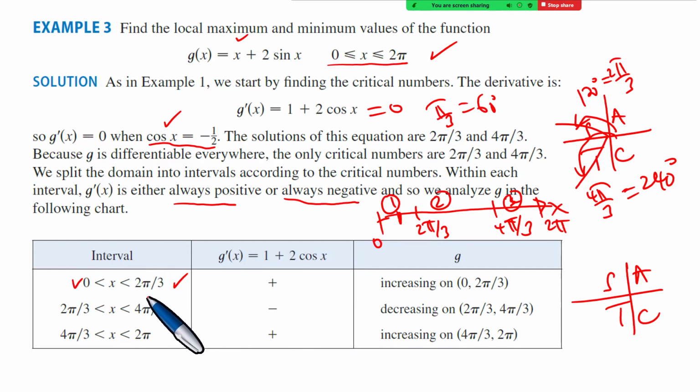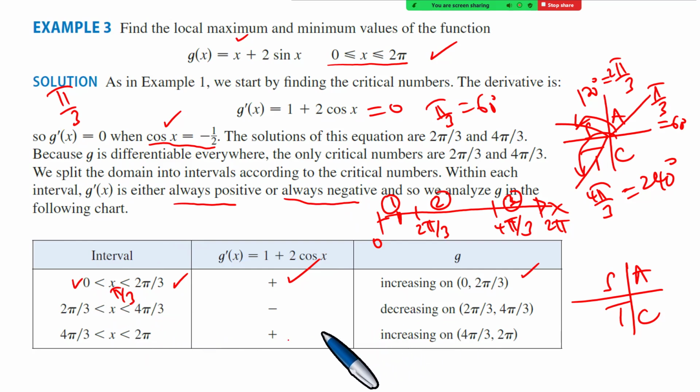If you divide this by 2, or take half of this, it is pi over 3, which is half of these intervals, sitting in the middle. Pi over 3 sits here and it's like 60 degrees. Let's do cosine 60, which is 1/2. 1/2 times 2 is 1. 1 plus 1 is 2. Positive. So the positive is correct. Because it's positive, it's increasing over the interval from 0 to 2 pi over 3.